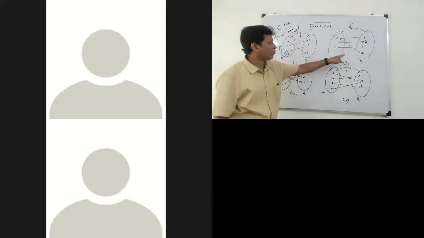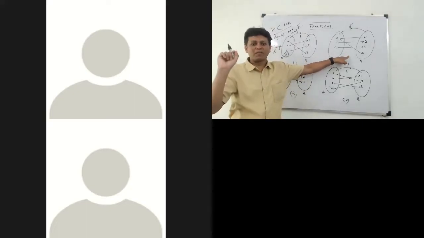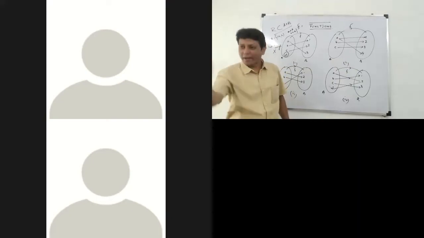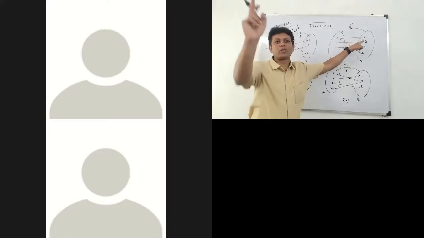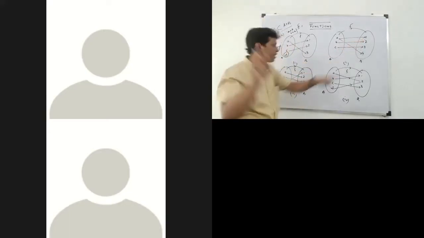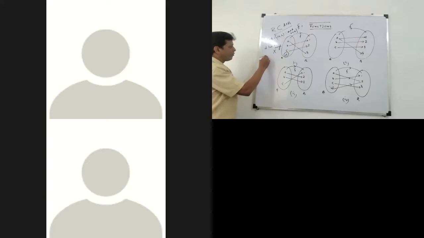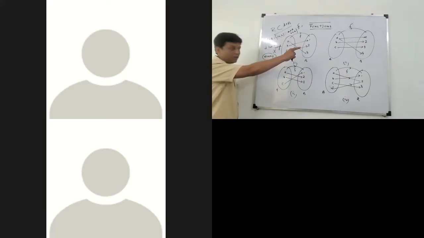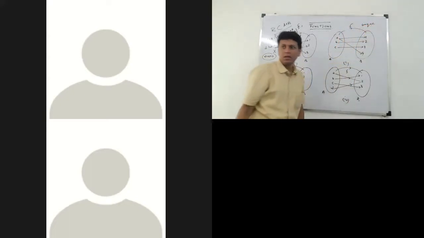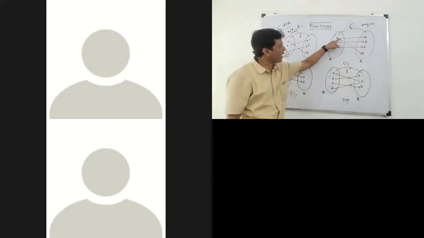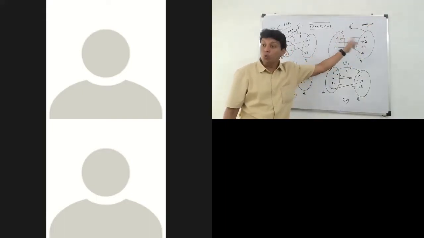Clear? Now, what about number 2? No, sir, it is not a function. Why? Because the first one is related to 2 of them. One to many is not possible in a function. I said the word unique. Here this word is violated. Every element in A should have a unique image, but A has 2 images.